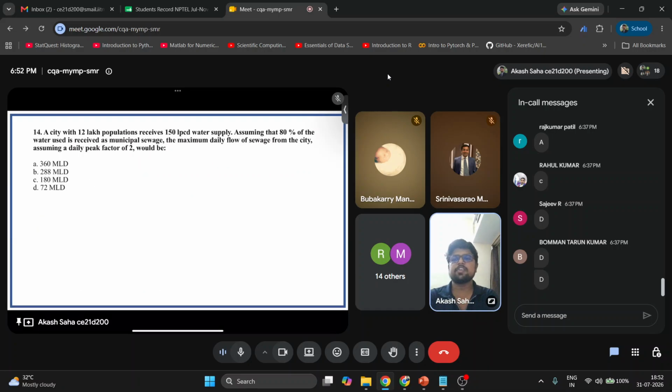Next, a city with 12 lakh population receives 150 LPCD water supply. Assuming that 80% of the water received becomes municipal sewage, the maximum daily flow of sewage from the city, assuming a peak daily factor of 2, would be? We have to find the maximum daily flow of sewage in MLD. So please give me the answer. What will be the maximum daily flow of sewage from the city?